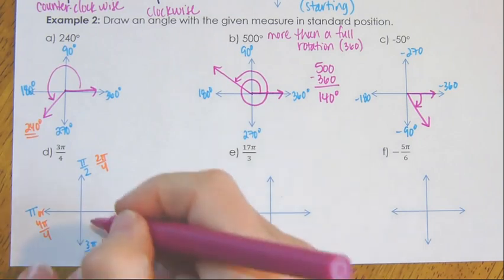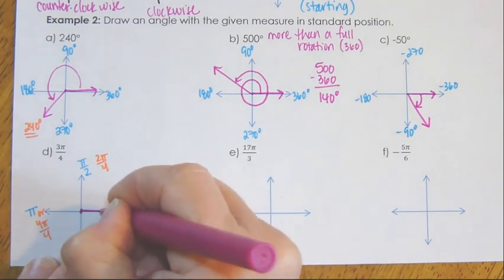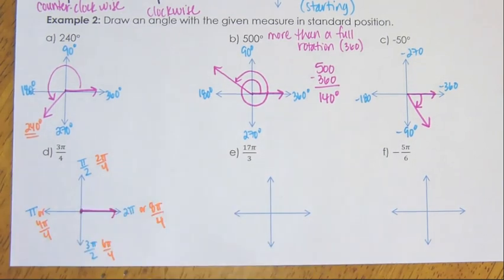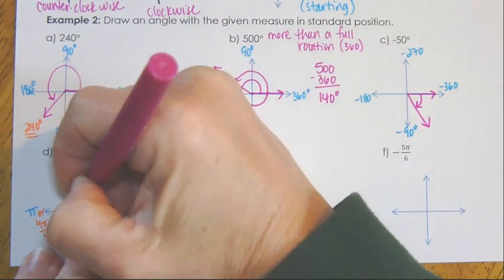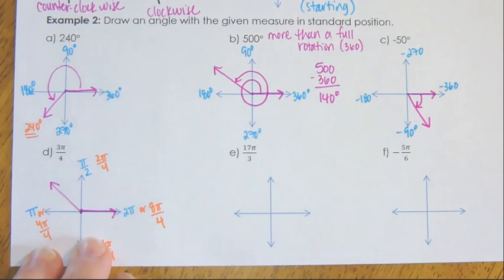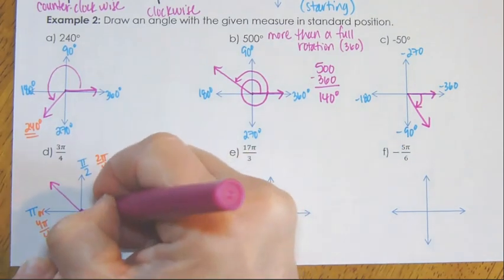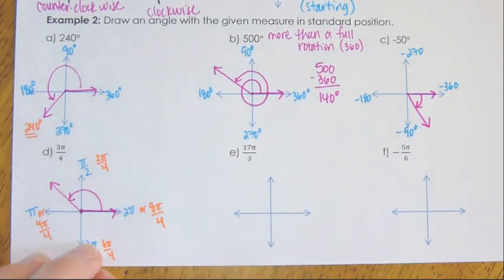I'm still going to start with my initial side. The vertex is at the origin. There's my initial side. It's positive, so I know I'm going up, in a counterclockwise direction, to 3 pi over 4. There's 2/4, not enough. There's 4/4, too much. So 3/4 is going to be somewhere in the second quadrant, actually right in between those. So make sure you give me the arrow showing the direction. There is my 3 pi over 4.